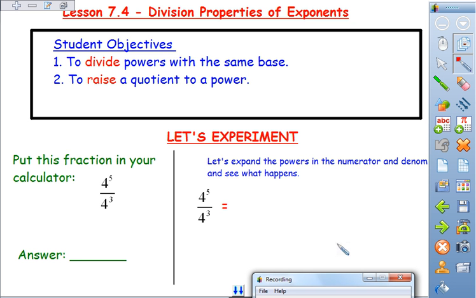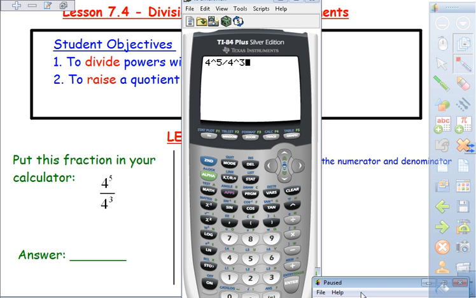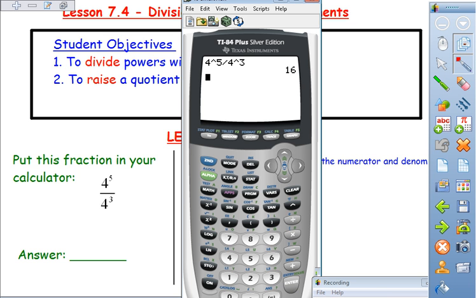Today's lesson is 7.4, Division Properties of Exponents. Our objectives are to divide powers with the same base and to raise a quotient to a power. So put this fraction into your calculator. 4 to the 5th divided by 4 to the 3rd. So on the calculator, here's what that's going to look like. We get 16, which is really 4 squared.